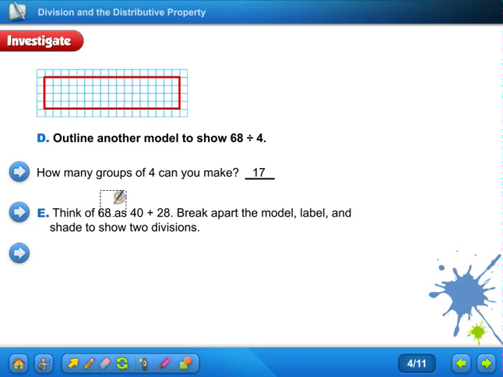Think of 68 as 40 plus 28. Break apart the model, label, and shade to show the two divisions. All right. So what we're going to have to do is 40 over here and 28 over here. So I'm going to get my highlighter. And I know 40 divided by 4 would be 10, so I'm going to have 10 rows.